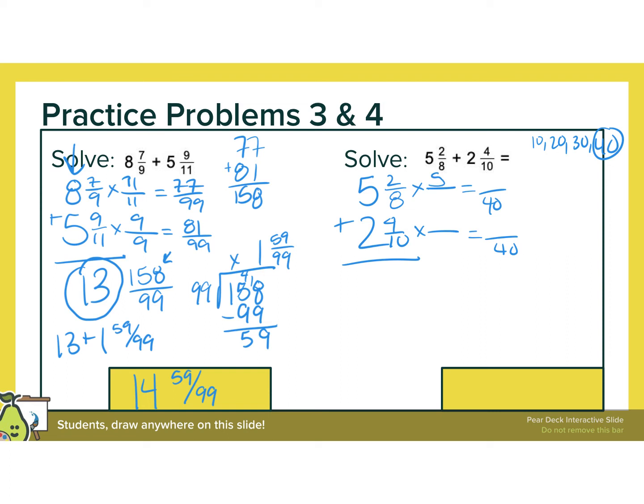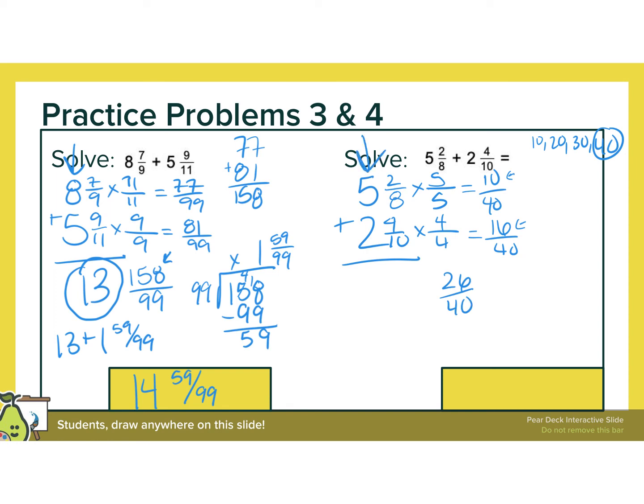8 times 5 gives you 40. 2 times 5 is 10. 10 times 4 gives you 40. 4 times 4 is 16. Now I can add my fractions, right? 10 plus 16 is 26 over 40.